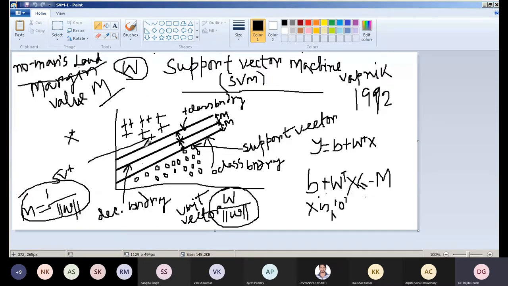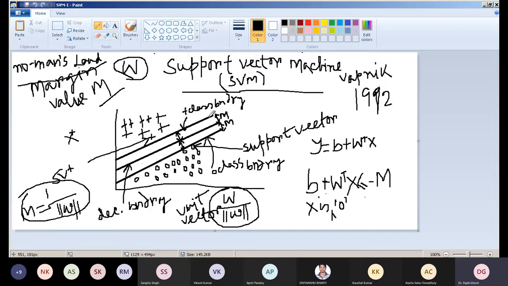In the linear displacement function, the normal distance from the origin that we have seen earlier is minus W0 by the norm of the weight vector W. Normal means mathematical normal, not normal in our conventional sense. So here we should use the term distance rather than length. Length is not an appropriate term here, it is the distance. The distance from the decision boundary to the class boundary is called the margin.